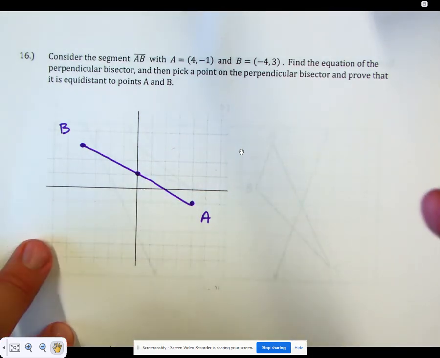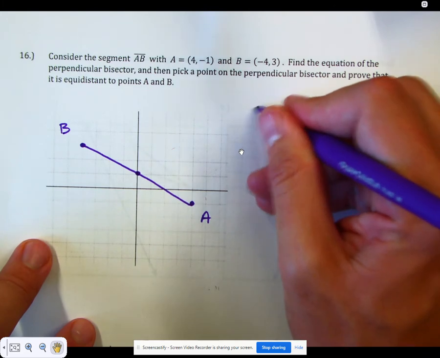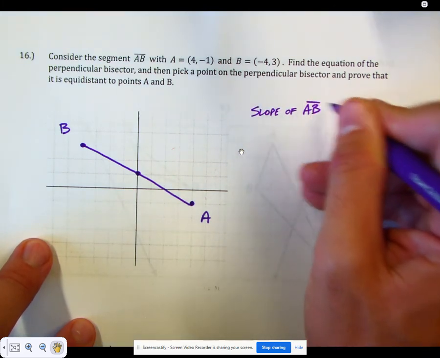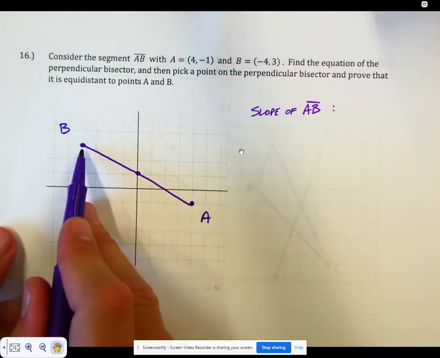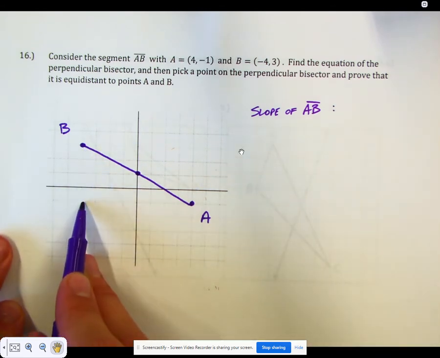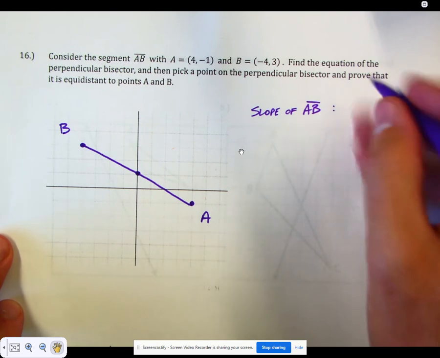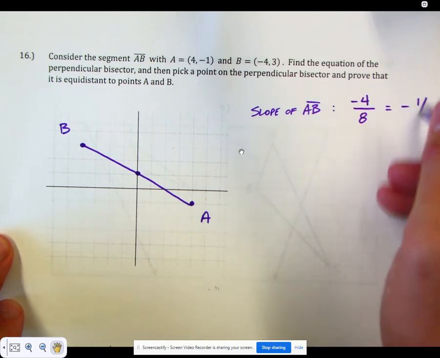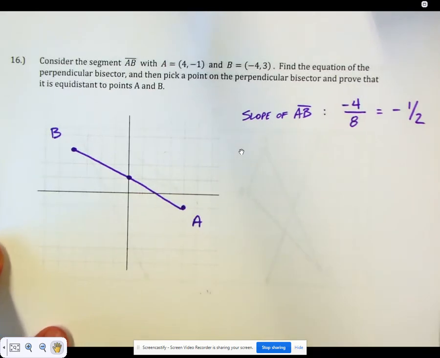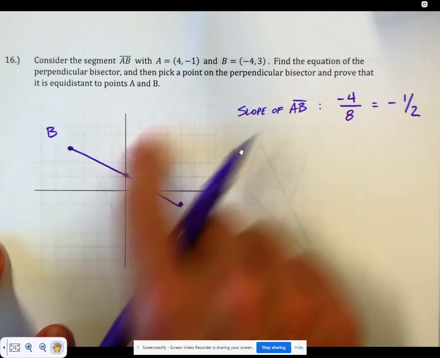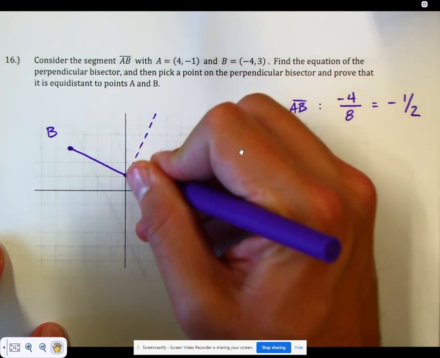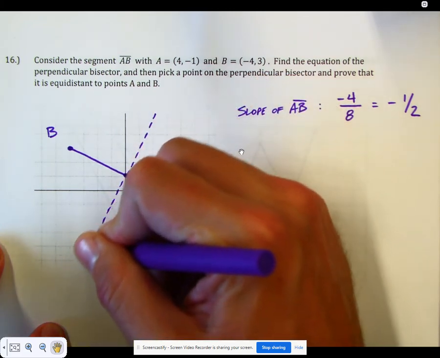And so what's the slope of AB? Well, let's see. Down 4 over 8. So -4 rise, 8 run. You get -1/2. So what does that mean for my perpendicular bisector? Here's the perpendicular bisector.